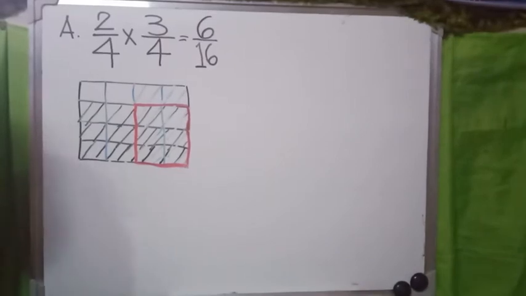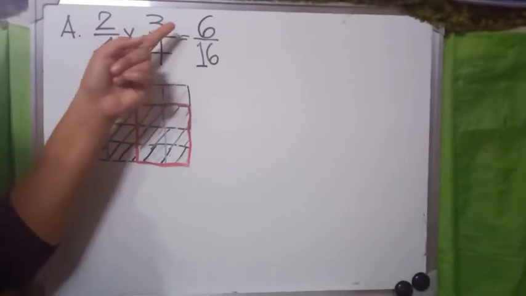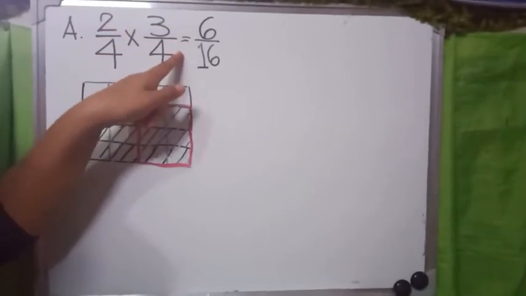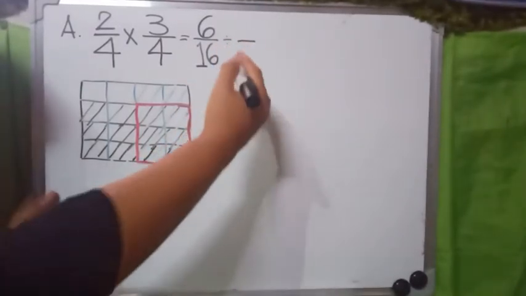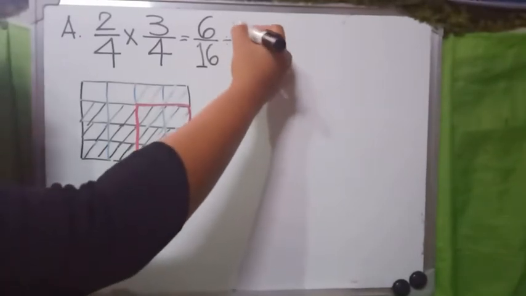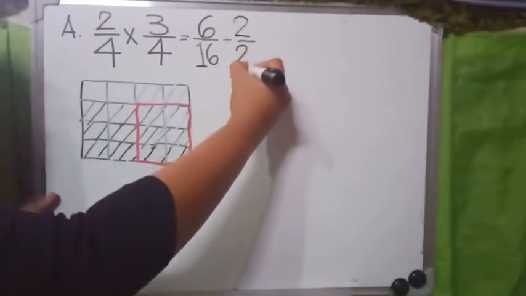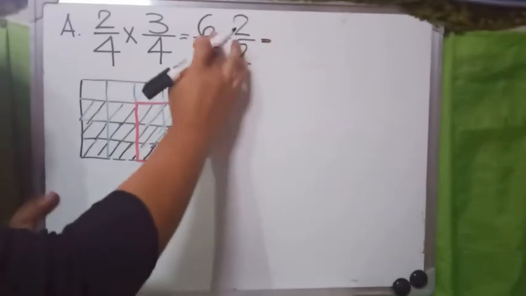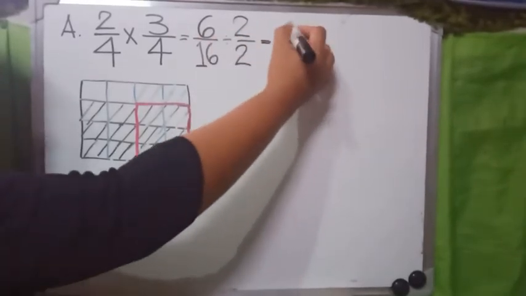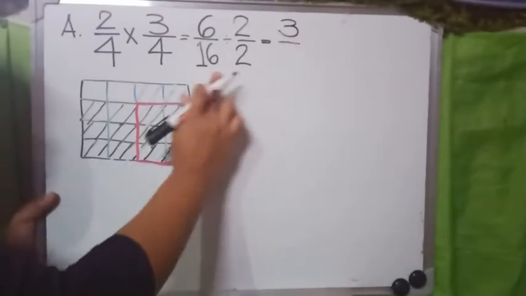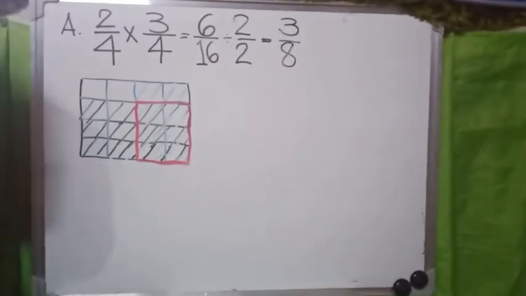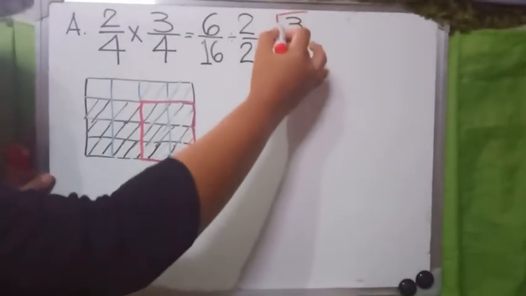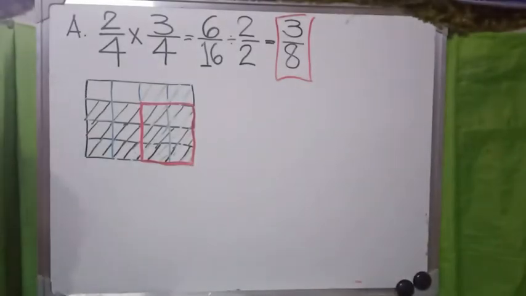Not yet, because there is a common divisible number between our numerator and denominator, that is divisible by 2. So we'll divide both by 2. So 6 divided by 2 is 3, and 16 divided by 2 is 8. So this would be our final answer.